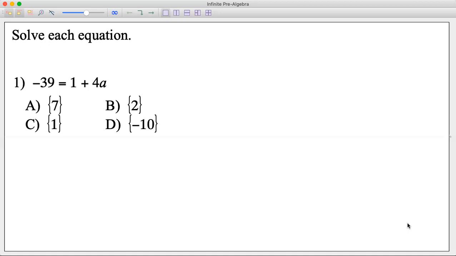The easy way is always, with one exception, we'll learn it next year, get rid of addition, subtraction first. Okay? Get rid of addition, subtraction first. It's the easiest thing to do. So we're going to get rid of this 1. How is the 1 attached to the A? Addition. It's addition. It's a positive 1. How do you get rid of a positive 1? I subtract 1 from both sides.